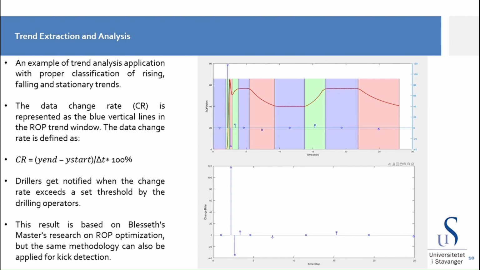Alright, so change rate basically represents a change in y-axis divided by a change in x-axis, which is the time, and multiplied by 100. And when the change rate exceeds the threshold, the driller gets notified, and then an action is taken. And in as much as my thesis was based on ROP optimization, it's also applicable to kick detection, especially if you are using parameters like the pit volume, or we're trying to consider the bottom hole pressure.